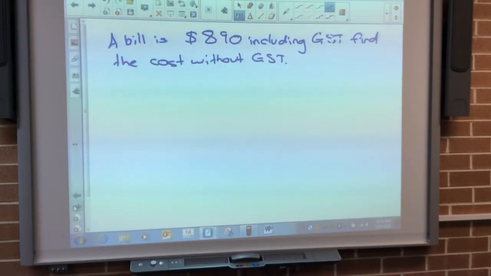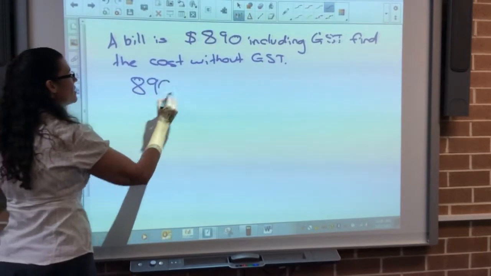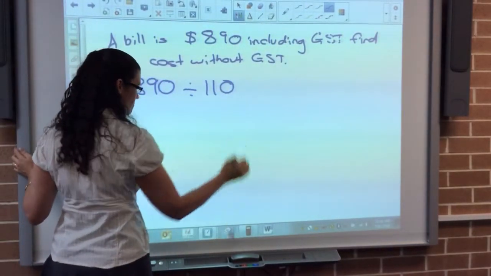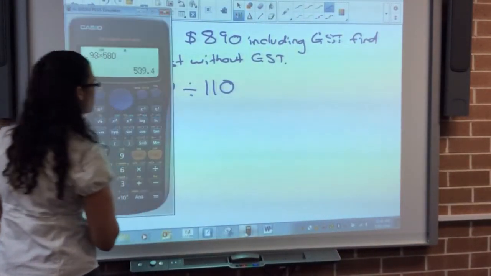We're combining the two ideas of increase and unitary method. What do I need to know? $890 is 110%, so you divide it by 110. Well done. 1%. Excellent. So the first thing to recognise is I have more than the full bill, because the full bill will be 100%, but I've paid 10% more. So I have to recognise that I have 110%. I then use the unitary method to find 1%, so I'm going to take 890 and divide by 110, and that's going to give me what 1% is.